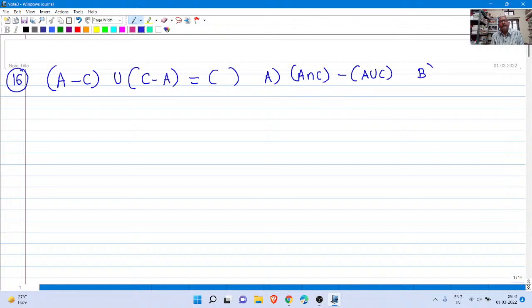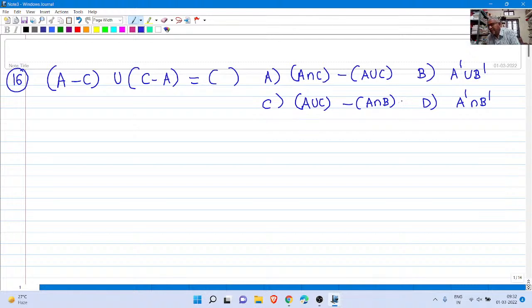Option B is A complement union B complement. Option C is A union C minus A intersection C. Option D is A complement intersection B complement. A complement, don't get confused, is the universal set U minus A. So this problem can be done using a Venn diagram. So let us draw the Venn diagrams.